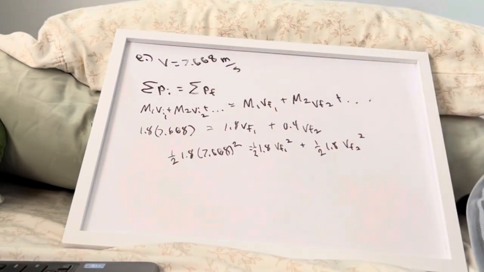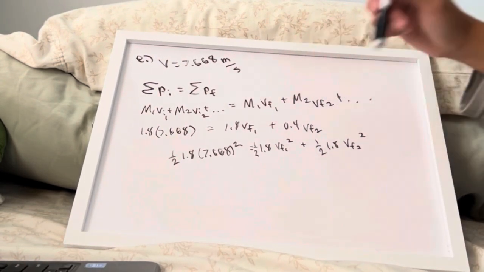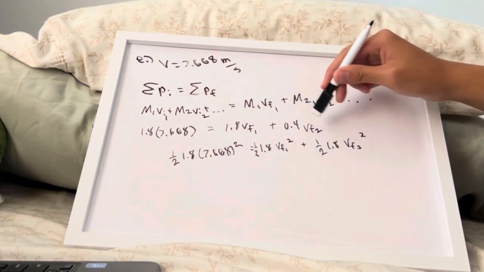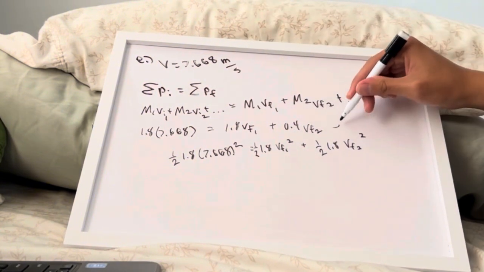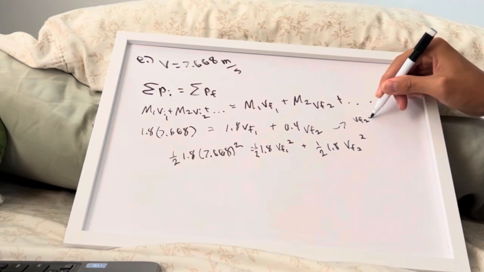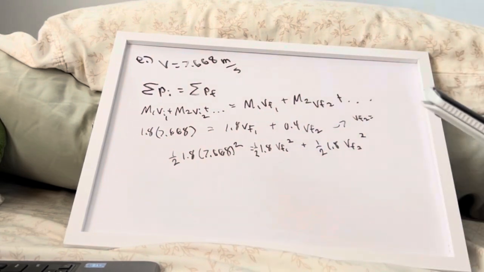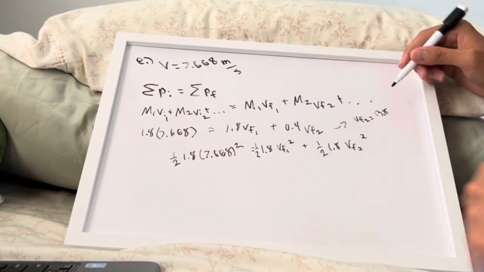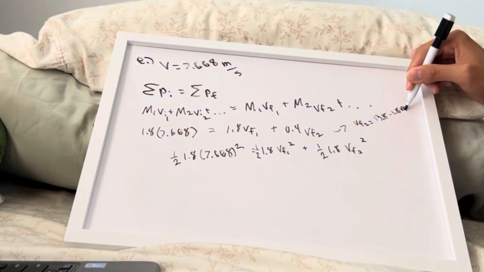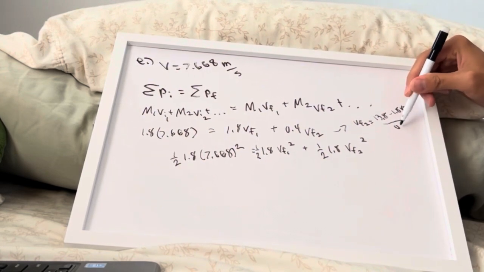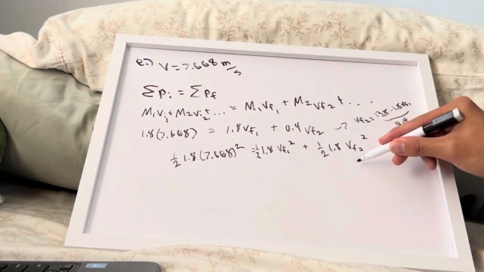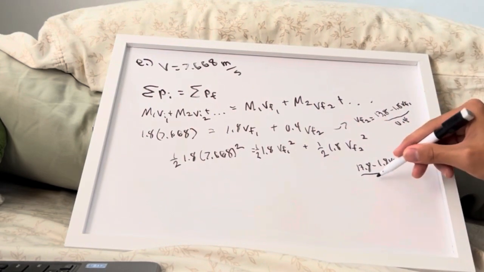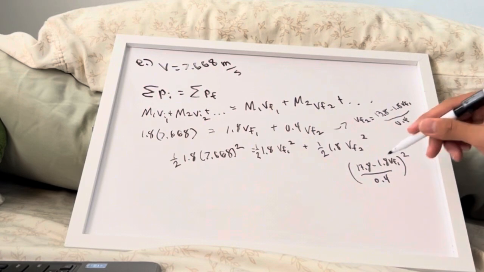Right? So what do I want to do? Well, I want to turn vf2 into terms of vf1 so I can solve for vf1. Follow? So then what I'm going to do is move this to the other side and then divide by that to get vf2. I'm going to show that work over here. So I know that vf2 is going to be equal to 1.8 times 7.668, which is equal to 13.8 approximately, minus 1.8 vf1, and that's all over 0.4. So I'm going to plug that in over here. 13.8 minus 1.8 vf1 over 0.4. This is all going to be squared.